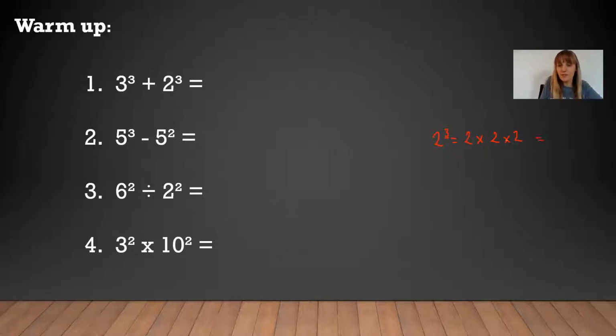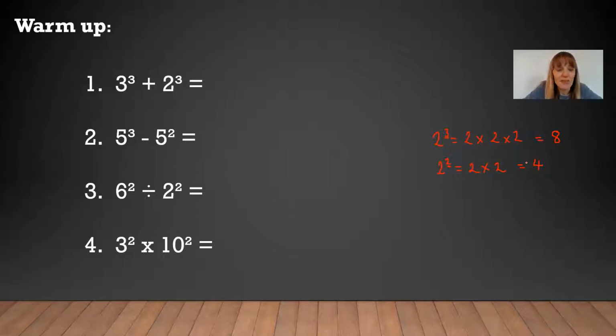So the answer to this would be 2 times 2 is 4, times 2 is 8. Now, what was the difference from 2 squared? Well, because now it's squared, we multiply it by itself just 2 times. So 2 times 2 is 4. Have a go at these following 4 questions, pause the video and then come back for some answers.